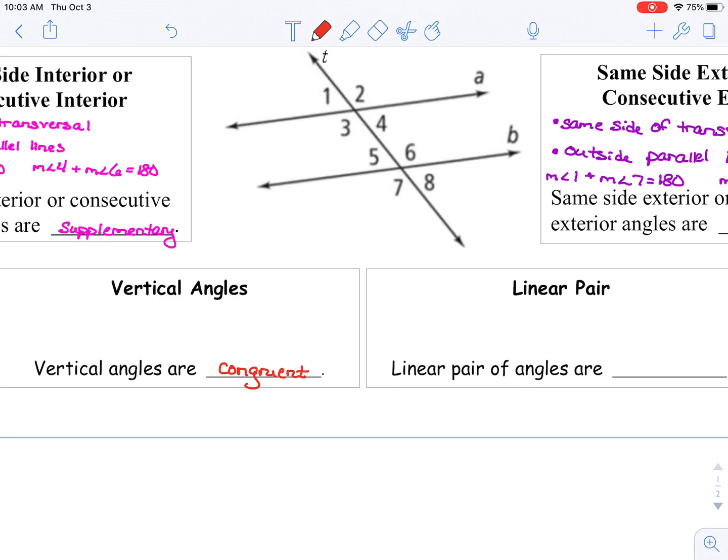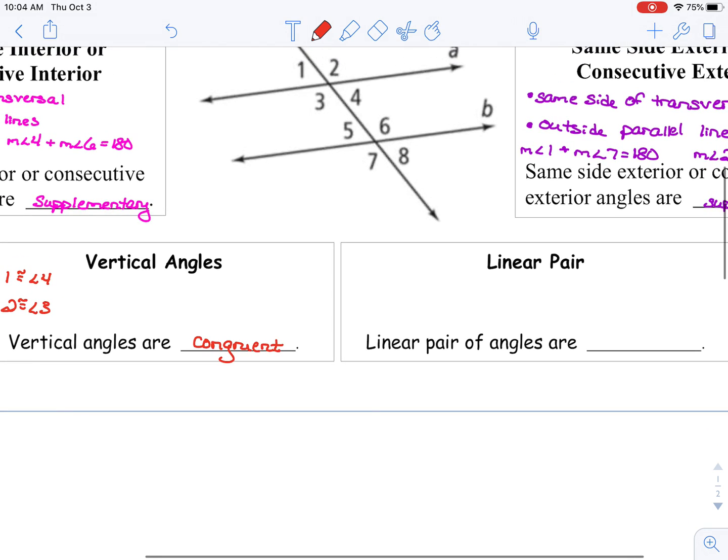They're still officially defined as angles whose sides are opposite rays. You're still going to find them by angles across from each other in an X shape, meaning angle 1 is across from angle 4. They're congruent. Angle 2 is across from angle 3, 6 and 7, 5 and 8. I'm not going to list them all because I'm not about to list all the linear pairs in this picture.